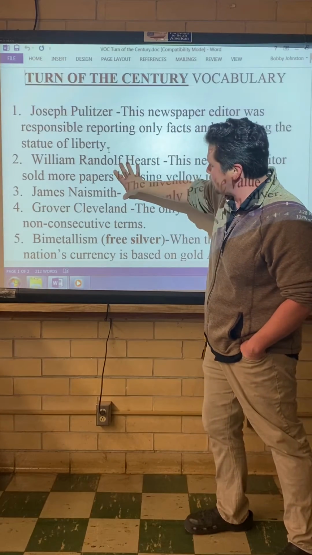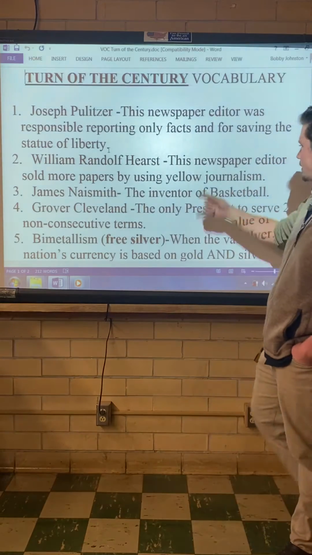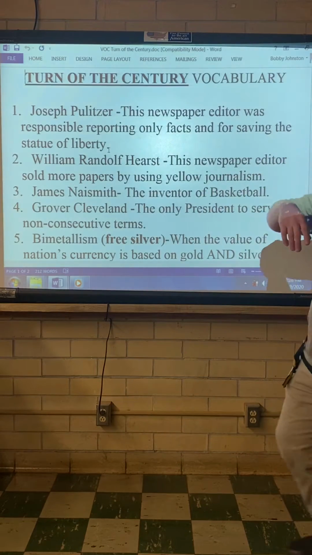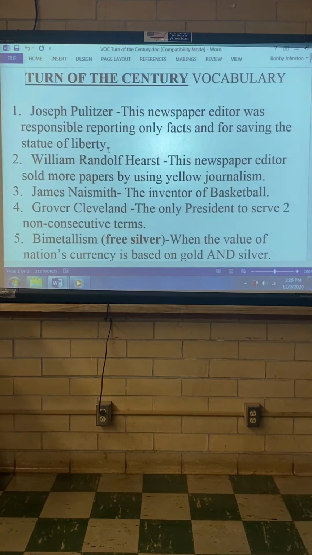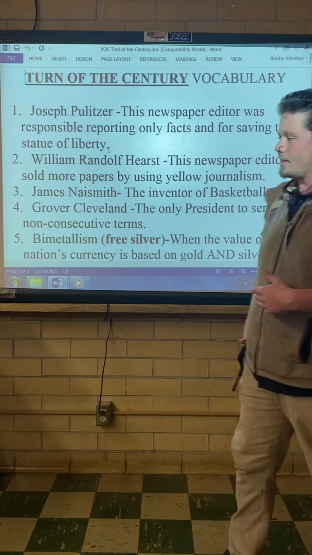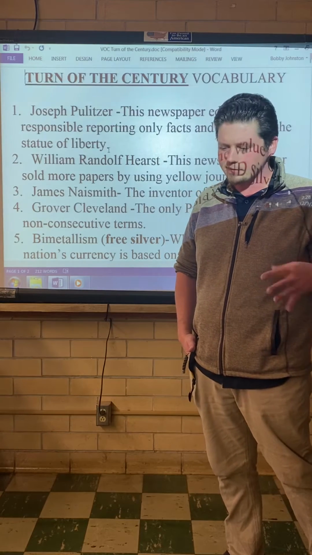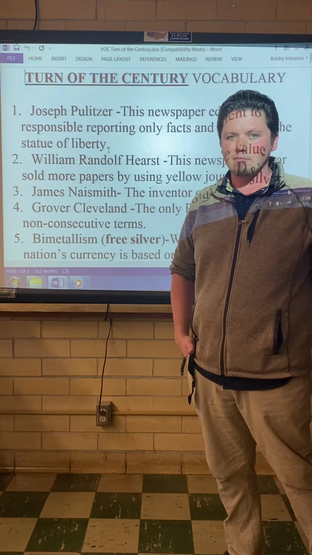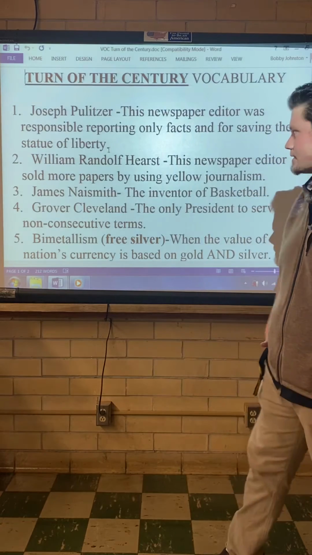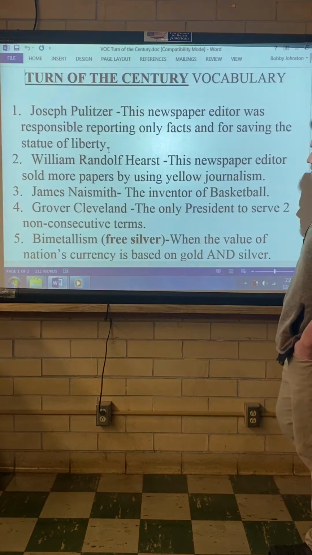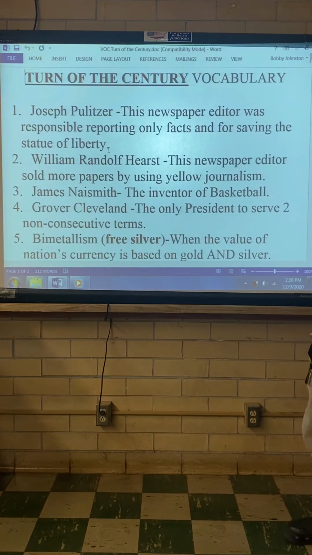Whereas William Randolph Hearst made all of his money, okay, by doing yellow journalism. So this newspaper editor sold more papers by using yellow journalism. He had all kinds of crazy stories, things like the U.S. had invaded Mars and stuff like that, but we'll get to that later. All right, James Naismith, the inventor of basketball.